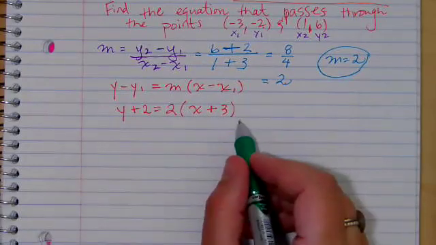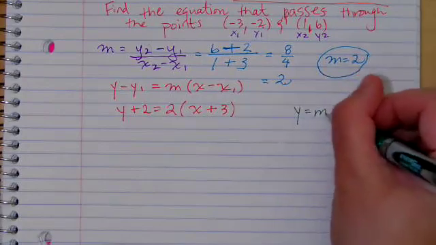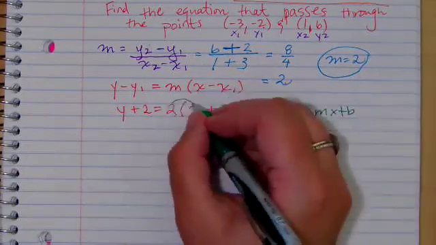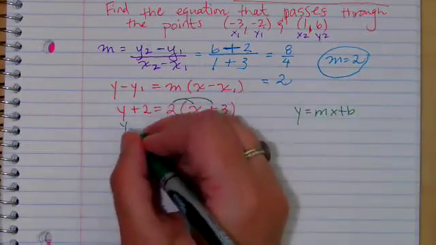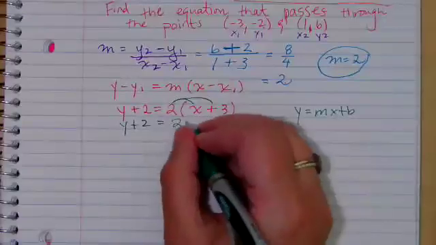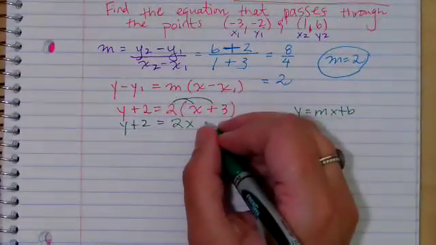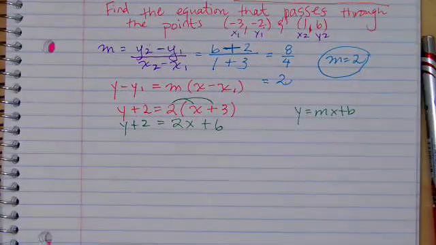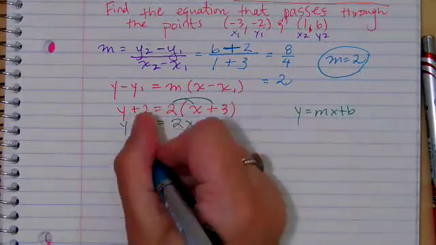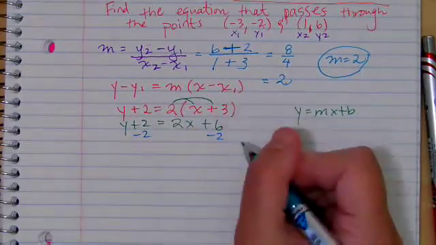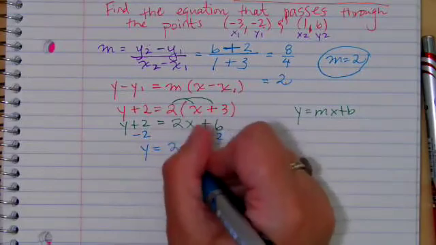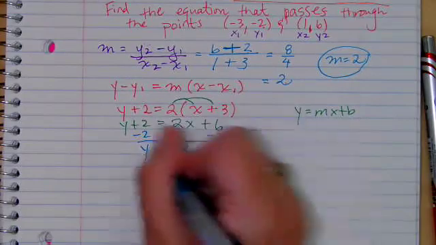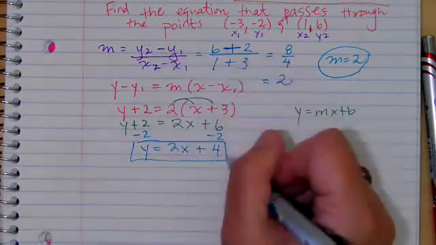Okay, we're going to rearrange this to get it into our y equals mx plus b, which is slope y-intercept form. So we can distribute the 2. We get y plus 2 equals 2x plus 6. What am I going to do to get y by itself? I can subtract the 2, right, from both sides. Y equals 2x plus 4. Now I know the slope, the y-intercept. I have the equation of the line.